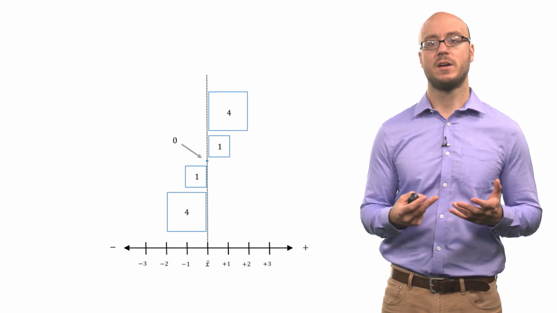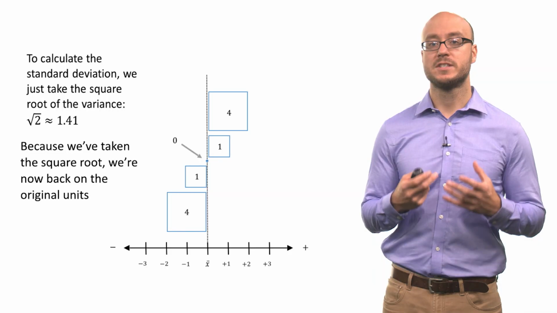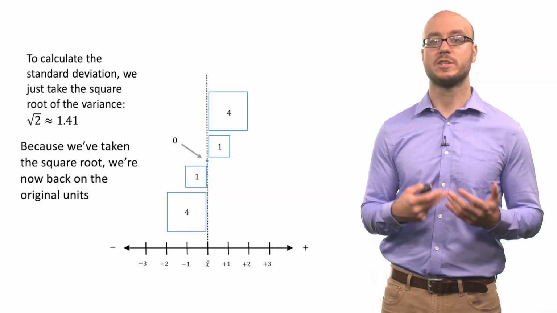So let's look at our set of observations for a data set of 1, 2, 3, 4, and 5. And let's think about what the standard deviation means. The variance, as I mentioned earlier, is like the typical size of the box for this set of observations. It's the typical squared deviation from the mean. To calculate the standard deviation, you just take the square root of the variance. So for our set of observations, the variance is 2. The square root of the variance is roughly 1.41. The great thing is this value for the standard deviation is now back to our original units.